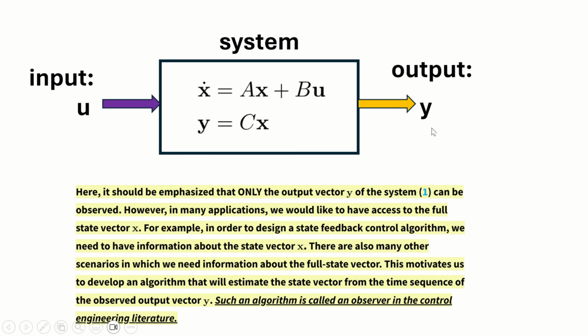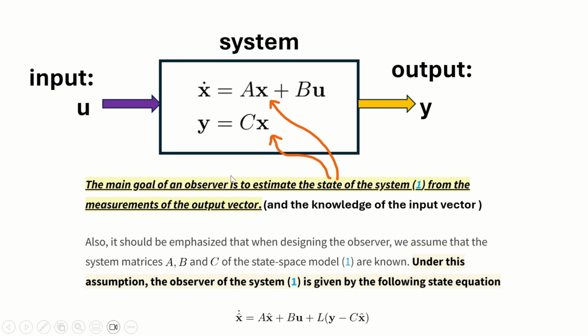Such an algorithm is called an observer in the control engineering literature. The main goal of an observer is to estimate the state of the system from the measurements of the output vector. And over here we also have to mention that we need to have the knowledge of the input vector. Also, it should be emphasized that when designing the observer, we assume that the system matrices A, B, and C of this state space model are known. Under this assumption, the observer of the system is actually given by this equation.